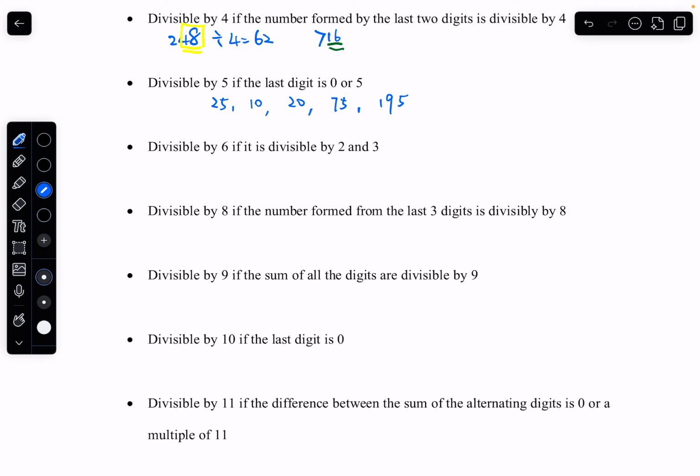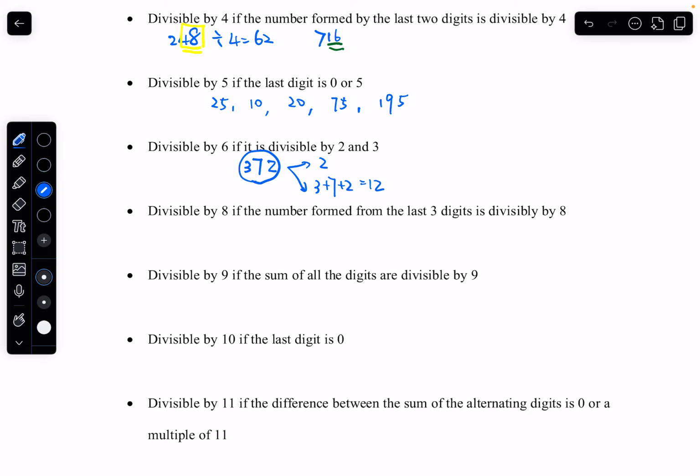6. Divisible by 6 if it is divisible by both 2 and 3. For example, 372. Because the last digit is 2, it can be divisible by 2. And 3 plus 7 plus 2 equals 12, which can be divisible by 3. If you meet these two conditions, then 372 can be divisible by 6.